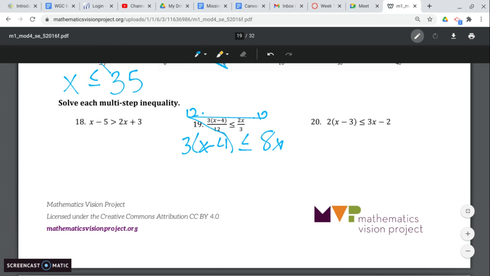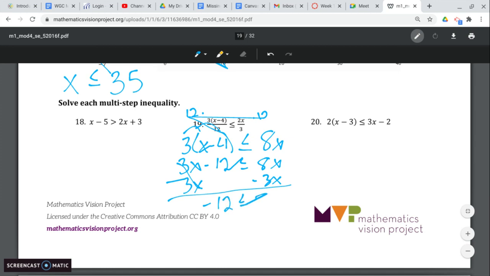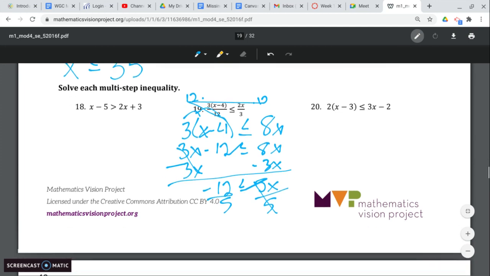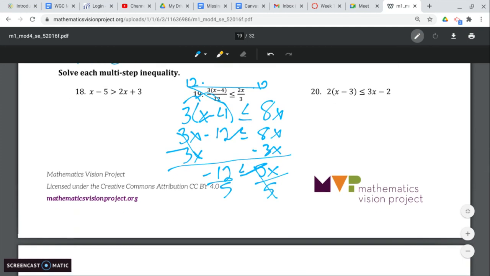So that eliminated the fraction from both sides, which made this a lot easier. Now we distribute the 3. So we have 3x minus 12 is less than or equal to 8x. Subtract the 3x because we need our variables to be on the same side. So we have negative 12 is less than or equal to 5x. 8 minus 3 is 5. Last step, we divide by 5. So for this, we are going to get a fraction: negative 12/5 is less than or equal to x. And there's our solution.